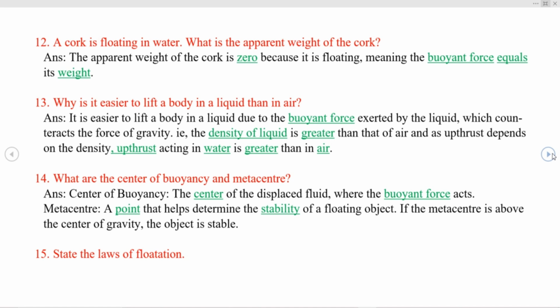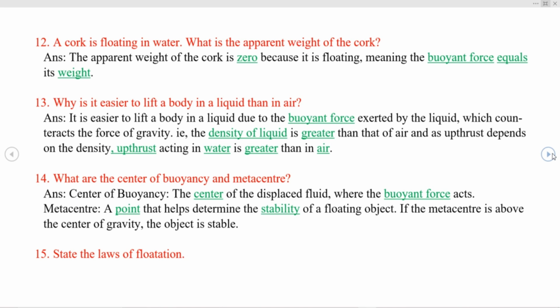Next question: why is it easier to lift a body in a liquid than in air? It is easier to lift a body in a liquid due to the buoyant force exerted by the liquid, which counteracts the force of gravity. That is, the density of liquid is greater than that of air, and as upthrust depends on density, the upthrust acting in water is greater than in air.